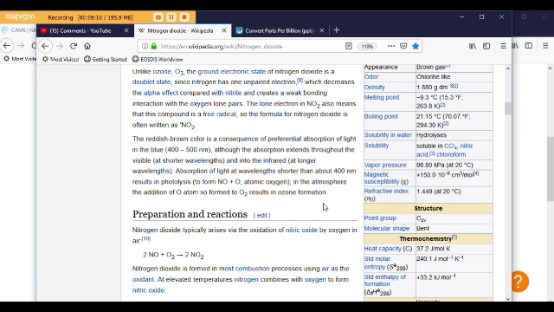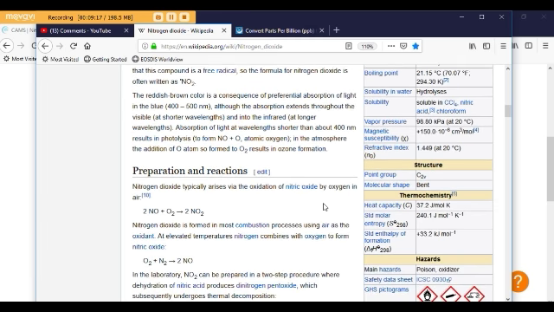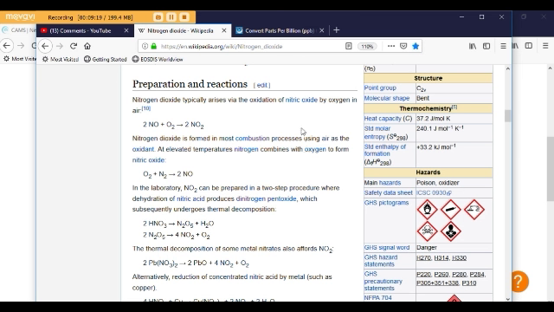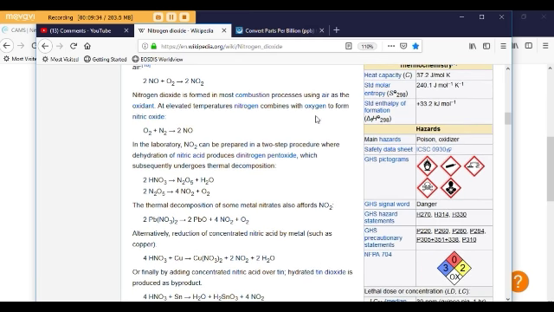So it's part of the making of ozone. Anyway, it tells how it becomes a nitric oxide with oxygen in the air and this and that.